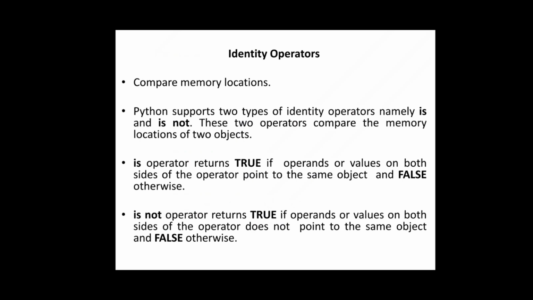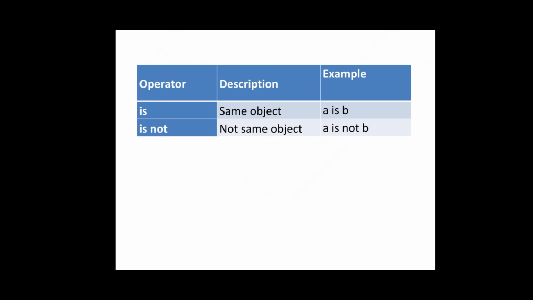Identity operators, compare memory locations. Python supports two types of identity operators, namely is and is not. These two operators compare the memory locations of two objects. The is operator returns true if operands or values on both sides of the operator point to the same object and false otherwise. The is not operator returns true if operands or values on both sides of the operator do not point to the same object and false otherwise. So is, description same object. Example, A is B. Is not, not same object, A is not B.